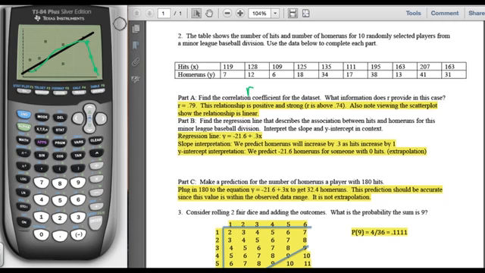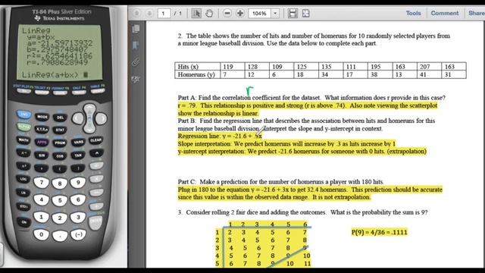In part B, we want to find the regression line that describes this association between hits and home runs and interpret the slope and the y-intercept. We've done that already. It's just under Stat, Calc, number 8. The regression line is in the form y equals a plus bx. My a is negative 21.597, rounded to negative 21.6. My b is 0.3, so it's 0.3x.